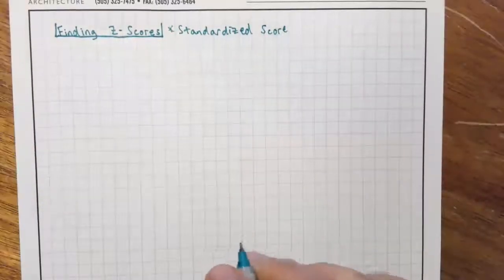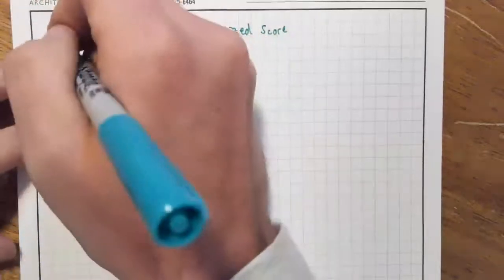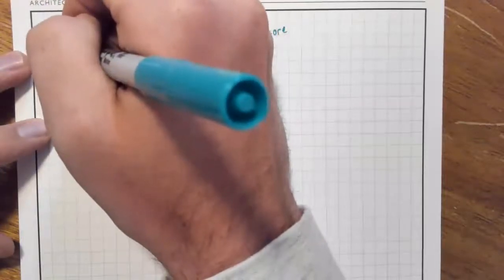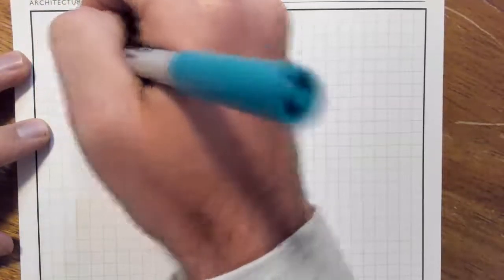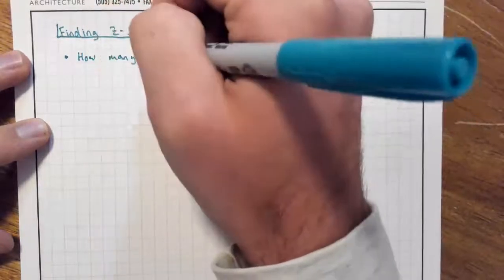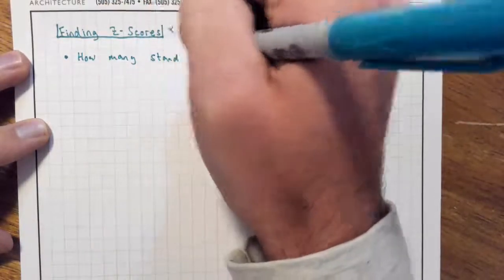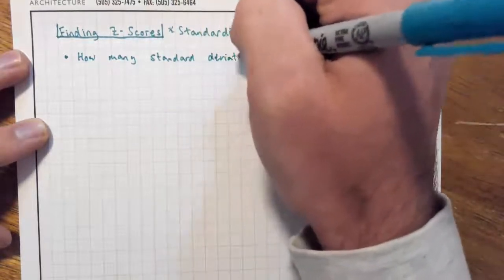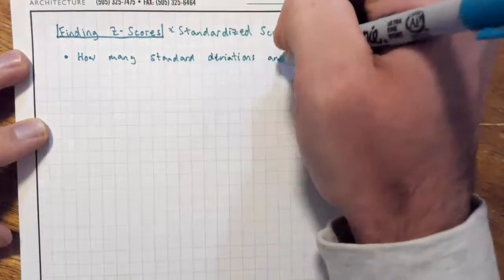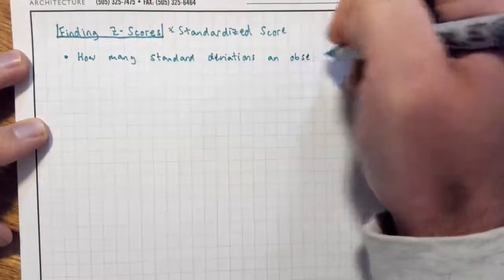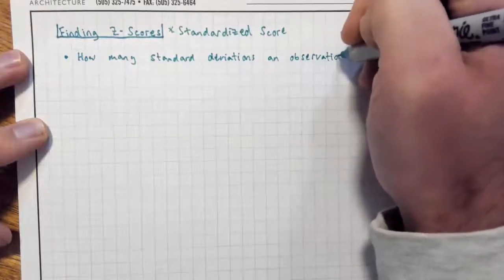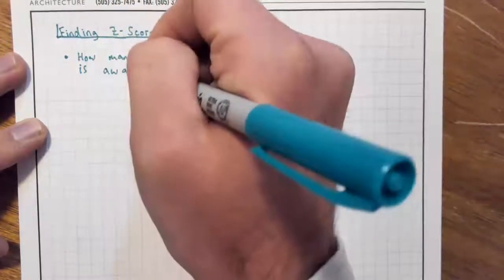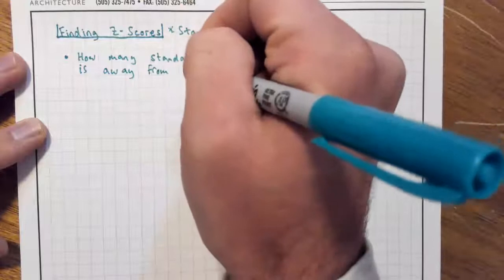Okay, so before we actually go into z-scores, I'll give you a definition here. A z-score literally just tells you how many standard deviations an observation is away from the mean.